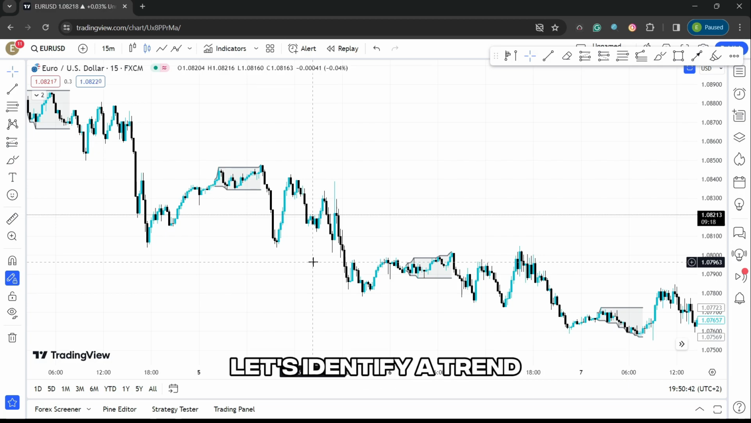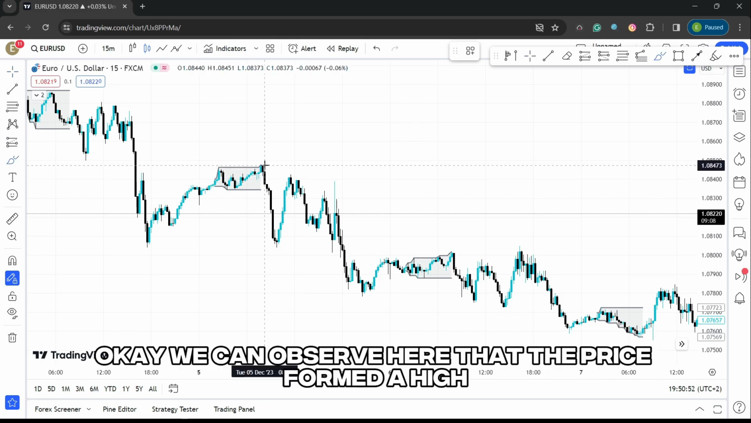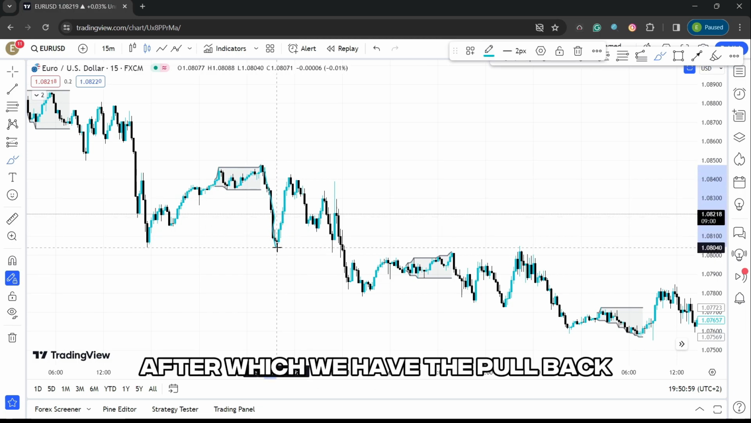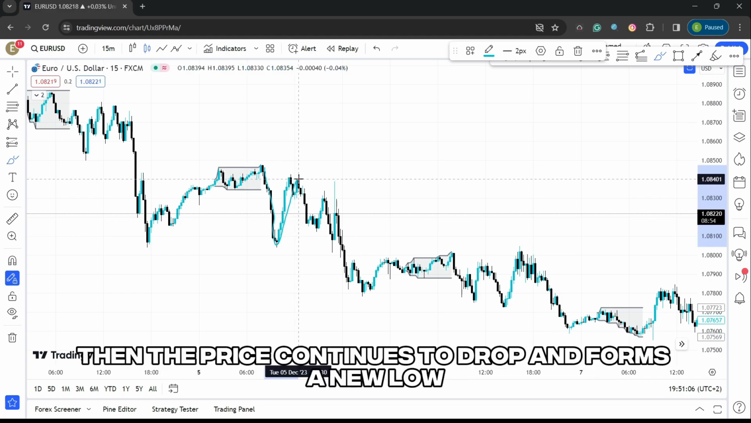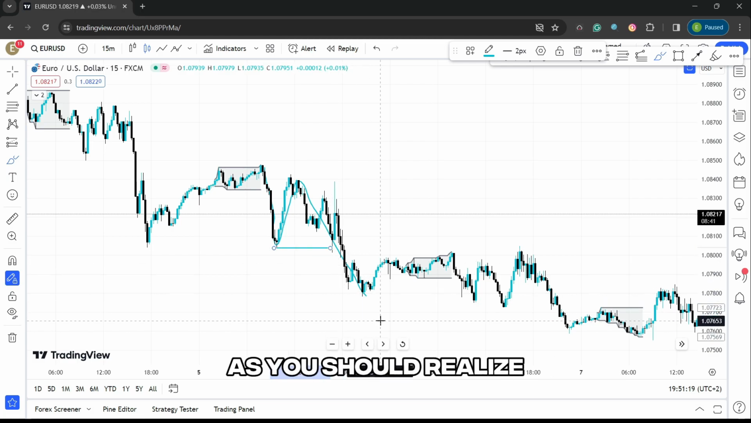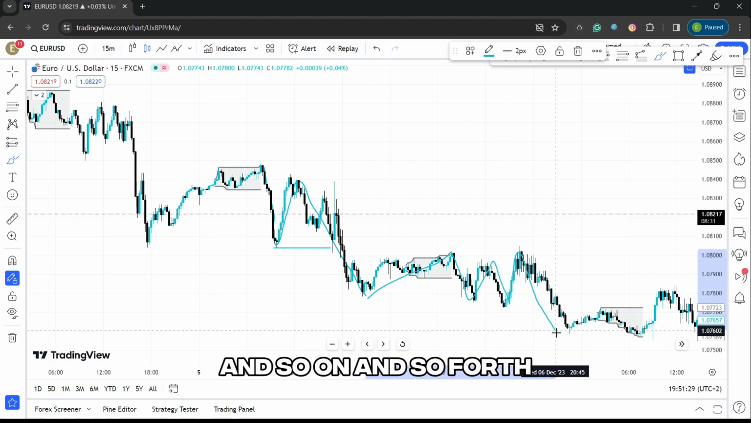Let's identify a trend and see how we can profit from it. Let's say we start from here. We can observe here that the price formed the high, on which the price dropped, forming a low, after which we have the pullback. That formed the lower high, then the price continues to drop and forms a new low, which broke the previous structure, becoming the new lower low. As you should realize now, the pullback follows to form our new lower high, and so on and so forth.